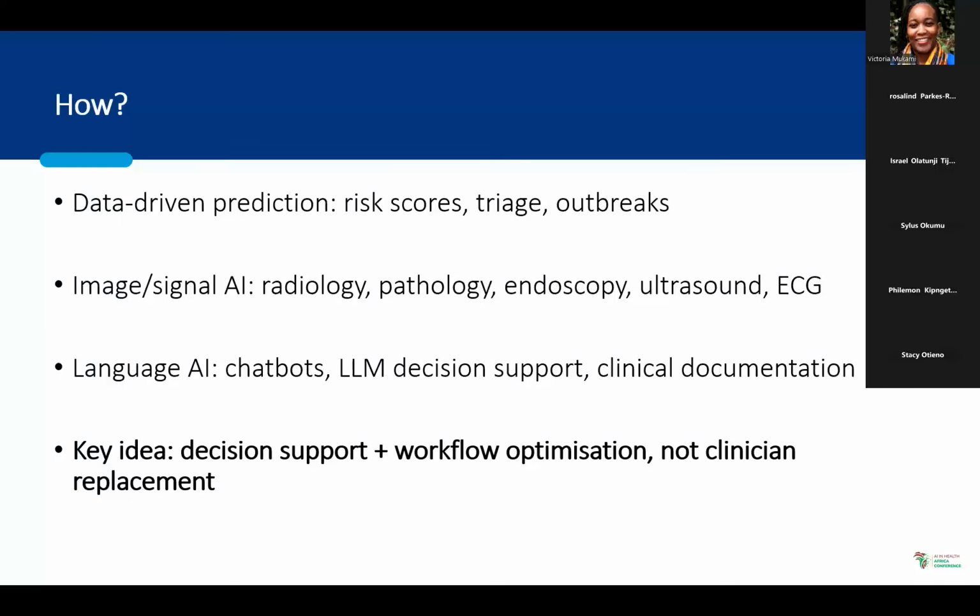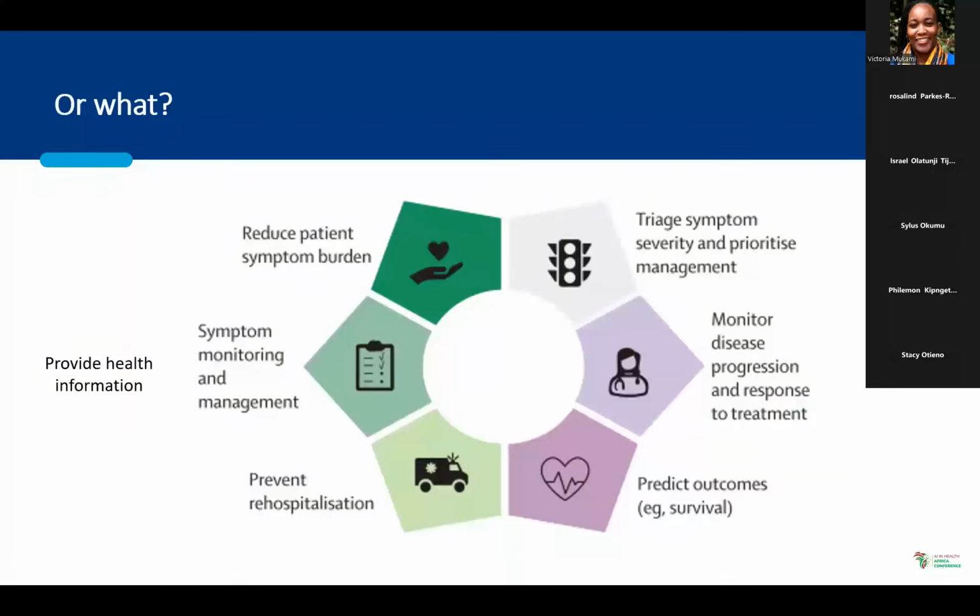But when we think about these, we're thinking about decision support and workflow optimization. We're not thinking about replacing clinicians. So that's an important part of this. But we could come at it from another angle. We could come at it from the patient angle.